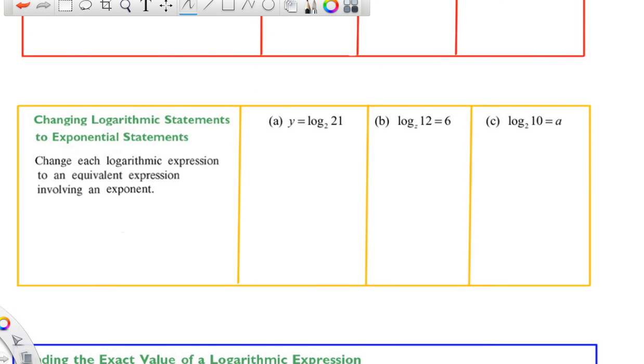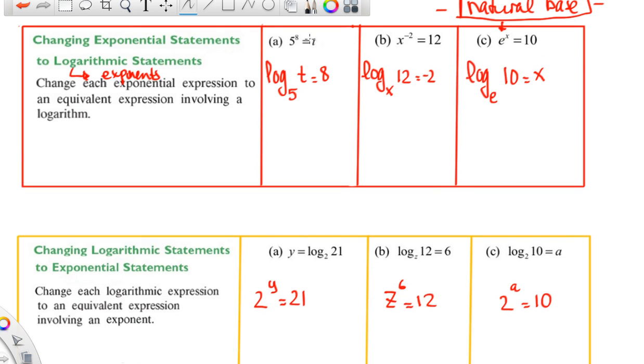So you should also be able to go the other way around. Change the logarithmic expression to an equivalent expression involving an exponent. So there's your base. So I'm looking for a base 2. That's the exponent, so that goes over here. So 2 to the y is equal to 21. Okay, that's a z there. So the base of z to the exponent of 6 is supposed to be 12. Or the base of 2 with an exponent of a is equal to 10. And so you should be able to rewrite it in either direction. Okay, so you should be able to go from an exponential to a log, or from a log to an exponential.